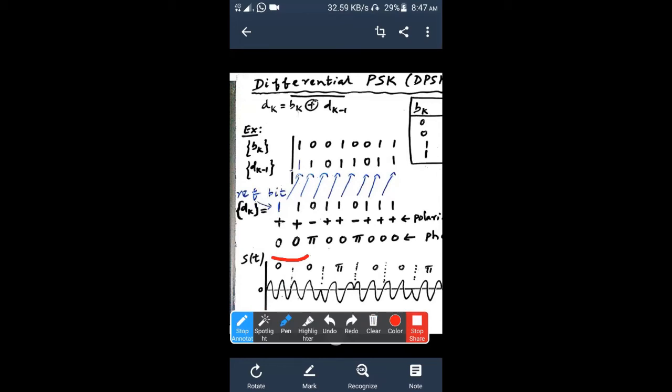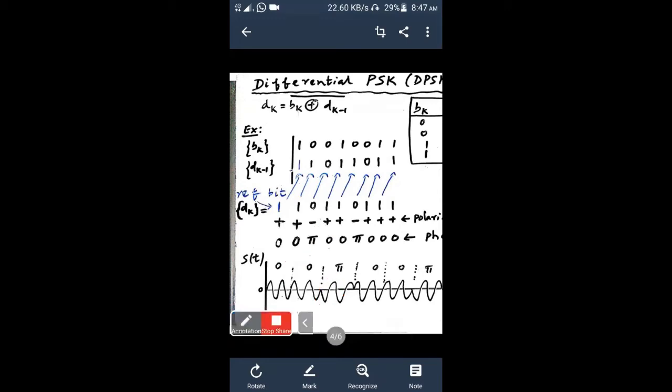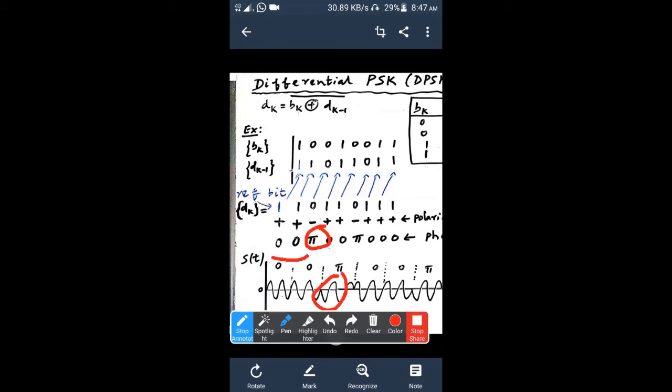Whenever pi comes, that is a 180 degree phase shift. 180 degree means inverted. I have shown an inverted sine wave here. So that makes it one period. Again 2 zeros. Again 2 zeros here. The 2 zeros are shown here. Same thing, the waveform.